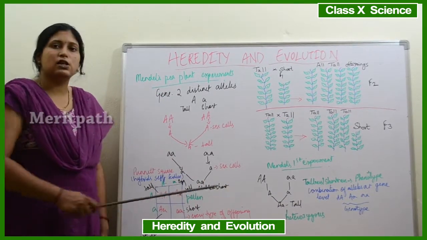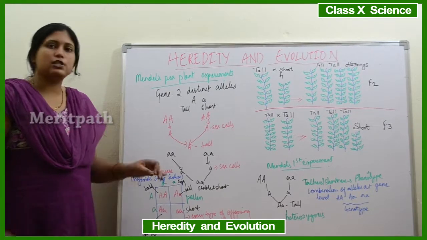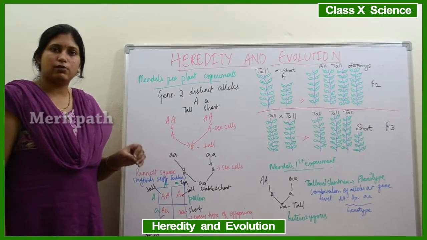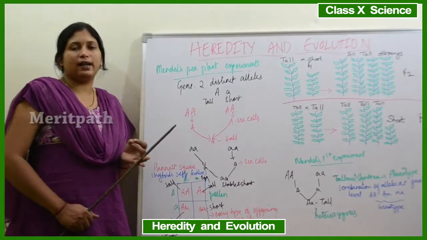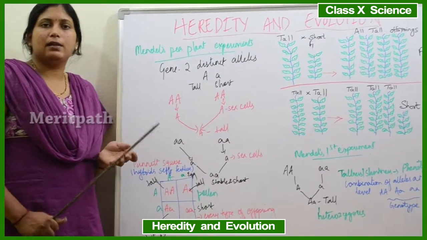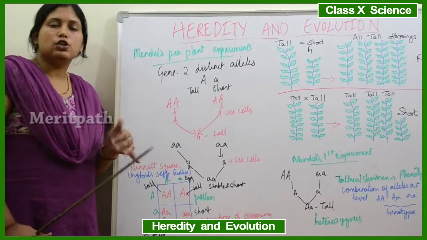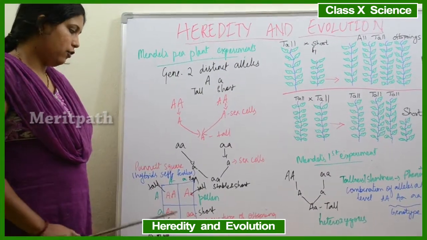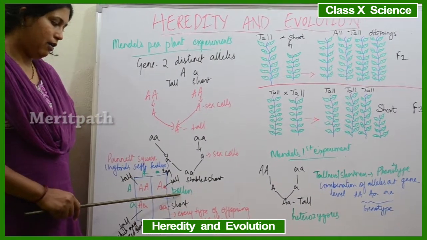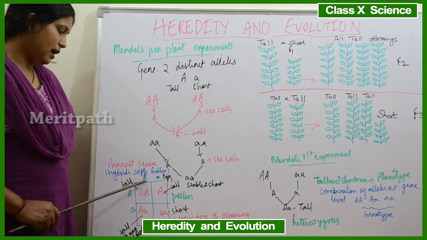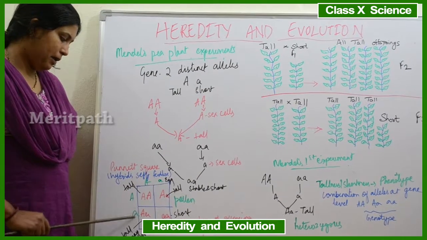This can be expressed as a Punnett Square. Here a tall egg can be there or a short egg can be there, a short pollen can be there or a tall pollen can be there. All this can be explained in the form of a Punnett Square. Here we have taken egg and here we have taken pollen, indicated by capital A small a, capital A small a.